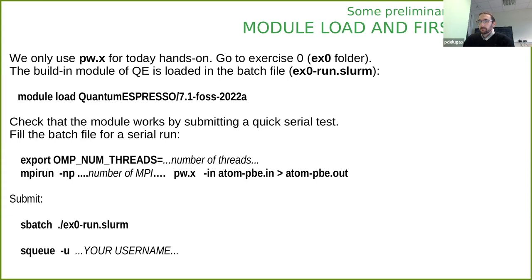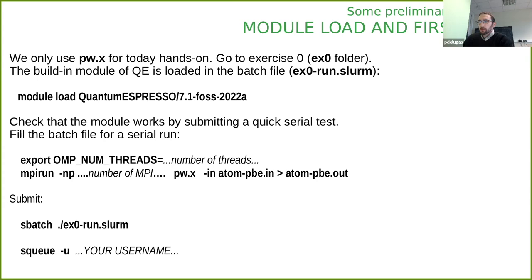And so you just fill the dots and submit with the sbatch command. Then you can check the status of your submission with the command sq -u, and you just add your username.